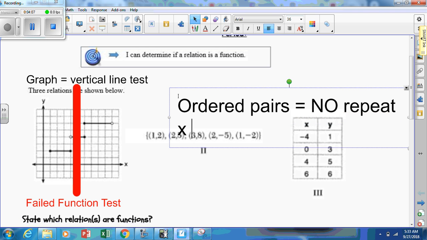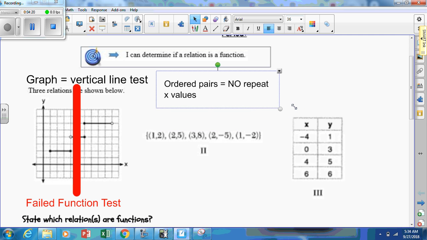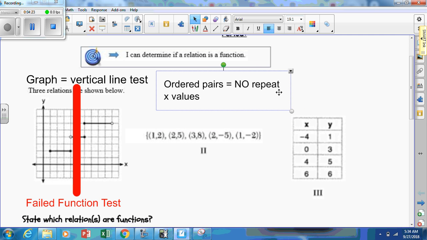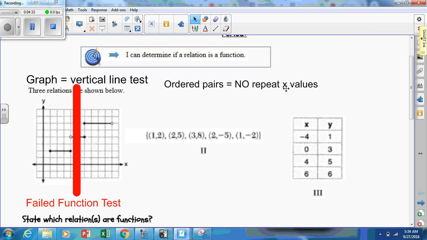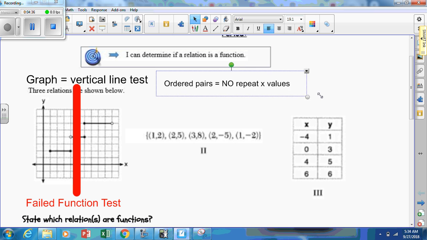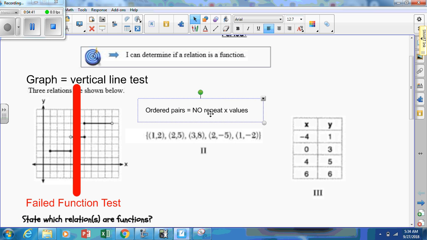Why, Mr. McCray? That's just part of us remembering this rule. It all revolves around the idea that we can't ever have multiple outputs from one input. Now remember that whole birthday analogy. Mr. McCray can only have one birthday, but there's more than one person in the world that may have a birthday on the same day as Mr. McCray.